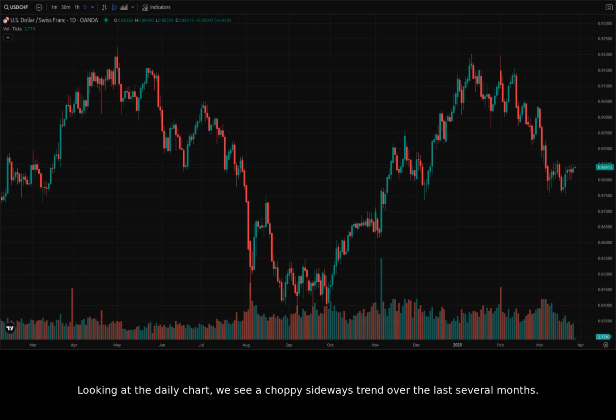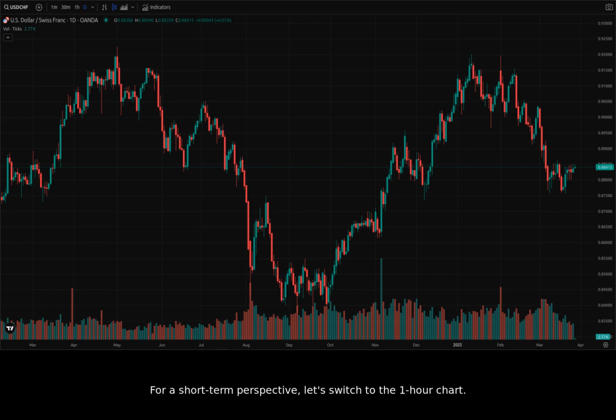Looking at the daily chart, we see a choppy sideways trend over the last several months. We can observe key support around the 0.875 level and resistance around 0.915. The pair has recently tested the 0.915 resistance and seems to be pulling back. Given the news about the SNB's concerns, this pullback could continue. A break below 0.875 support would signal a bearish continuation, potentially targeting 0.86 or even 0.84. However, if the dollar strengthens further, a sustained break above 0.915 could lead to a rally towards 0.93.